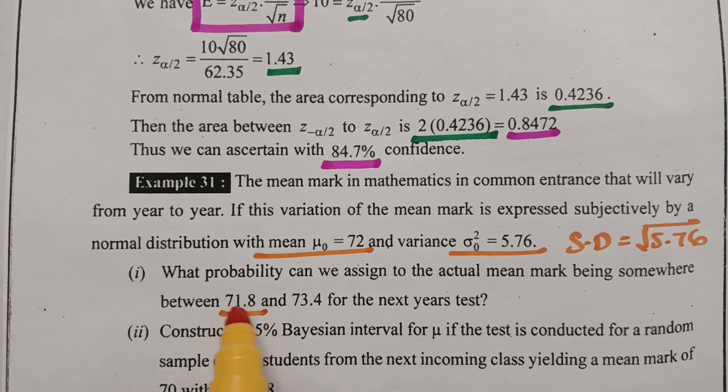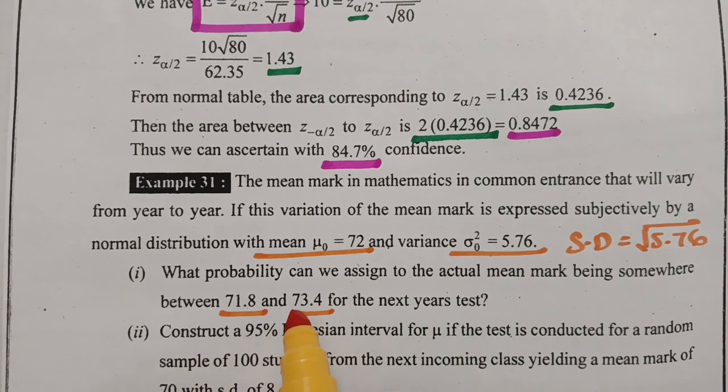And next one, first one: what probability can we assign to the actual mean marks being somewhere between 71.8 and 73.4 for the next year's test? So here x values are given.